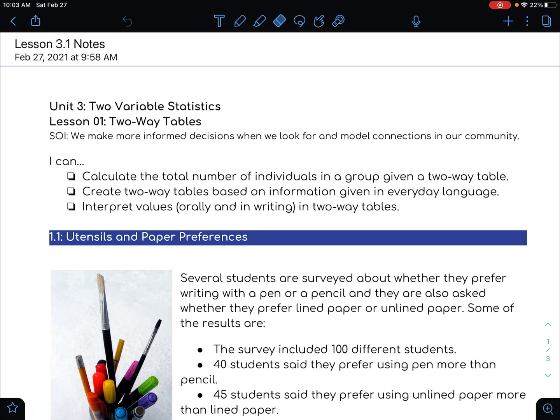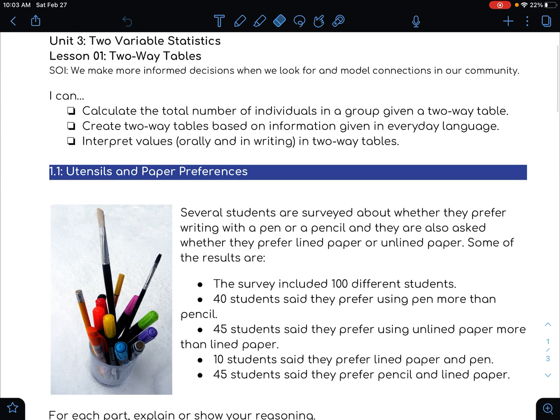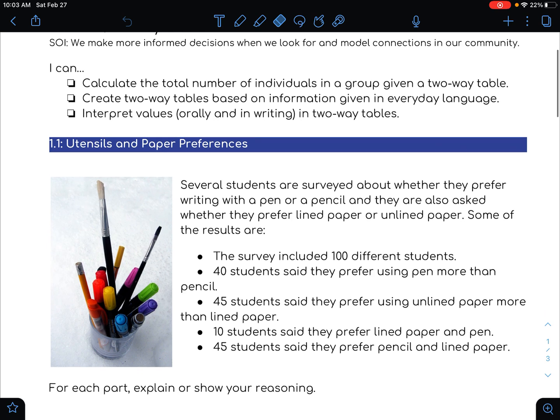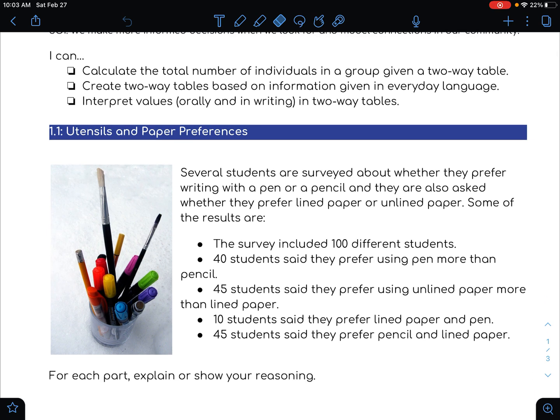In our new unit on two-variable statistics, we're going to start talking about something called a two-way table. Our focus at the beginning of the unit is to think about data and categories of data and be able to organize the data in a way that we can answer questions about it. A two-way table is a way of taking two categories of data and organizing it into a table with rows and columns that helps us answer those questions. So let's take a look at our first problem here.